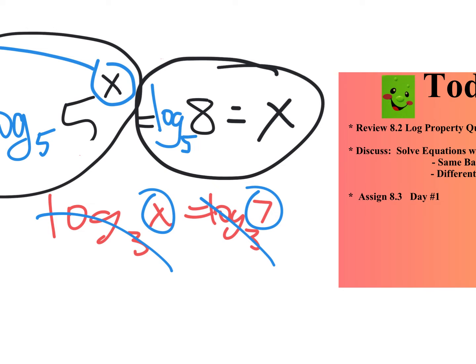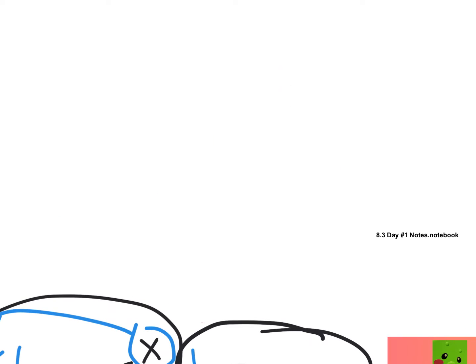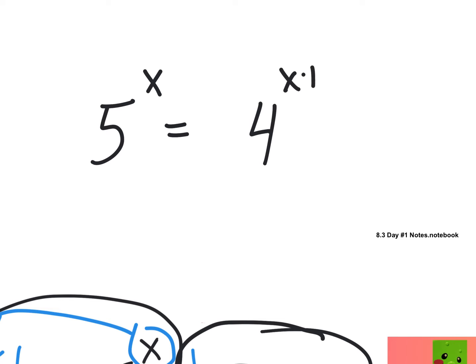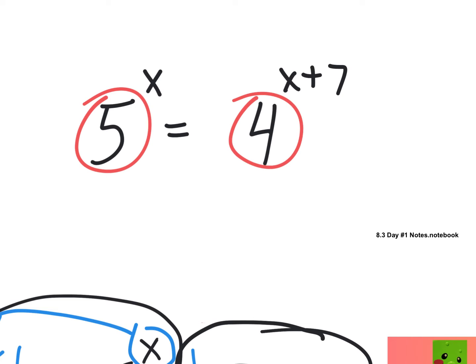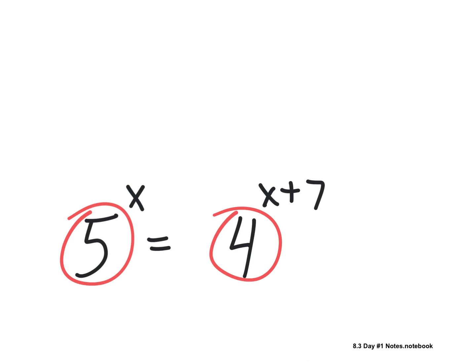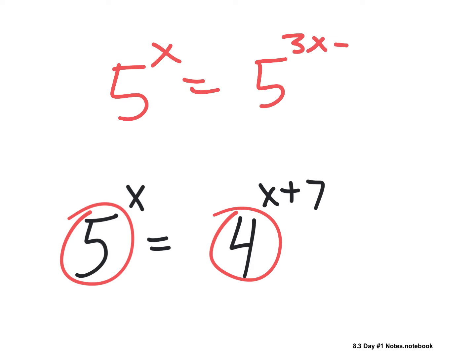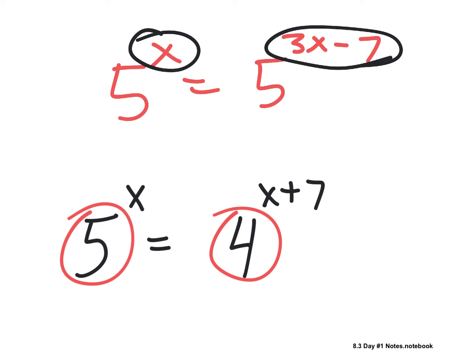So when is that ever better? Let me show you. Let's say I had 5 to the x is equal to 4 to the x plus 7. Now if I could have made these bases the same, if I could make them both into like a 5, then I could just take the powers are equal. Do you guys remember that? If it was 5 to the x equals 5 to the 3x minus 7, then you could just say that equals that. Do you remember that? If the bases were equal. But the bases aren't equal.